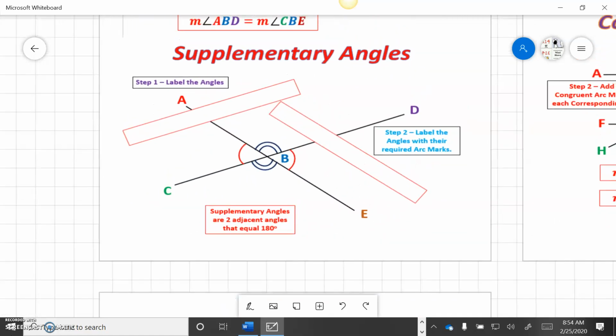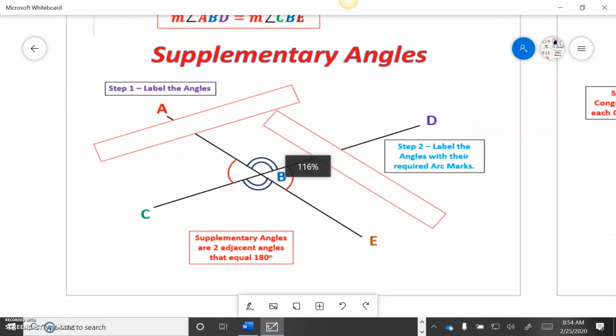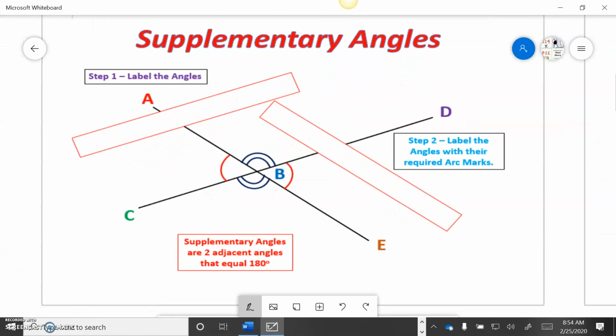Supplementary angles is kind of an elaboration of complementary. You may have seen this one before.